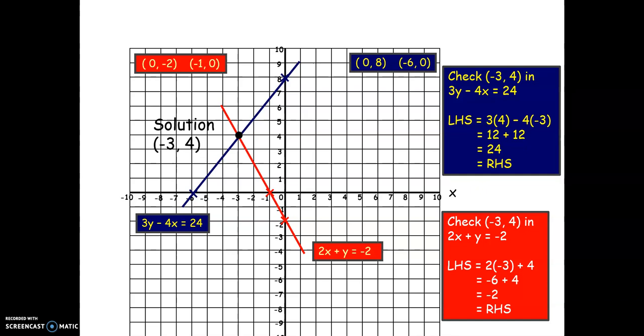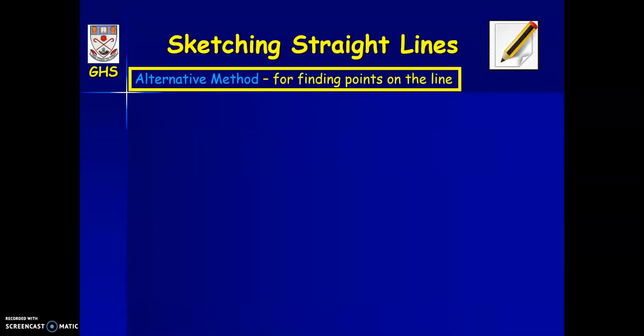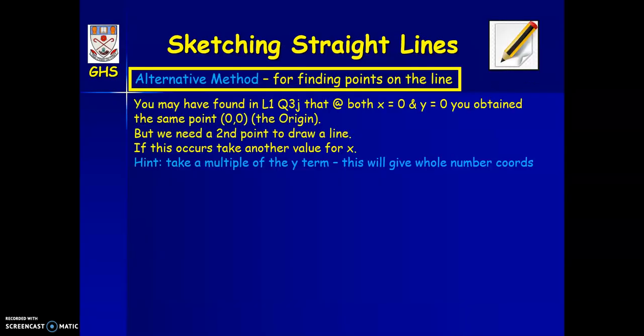One last point to go over. When you were doing lesson 1, you may have found that in lesson 1 question 3J that both points that you found turned out to be the origin. So we need a second point to draw a line. So if this occurs, we need to take another value for x. And to make things easier, if we take a multiple of the y term, this will give whole number coordinates.